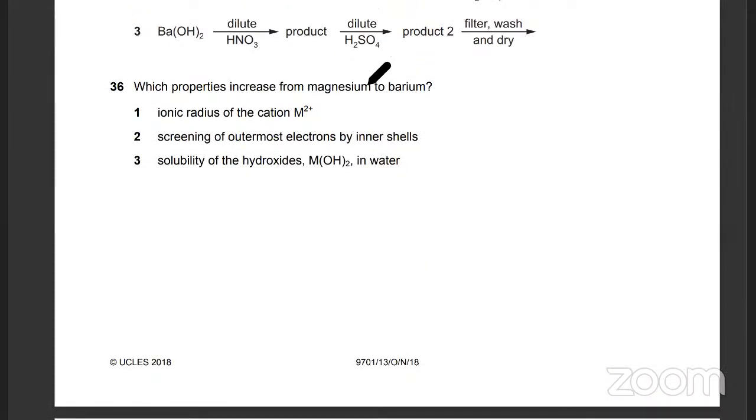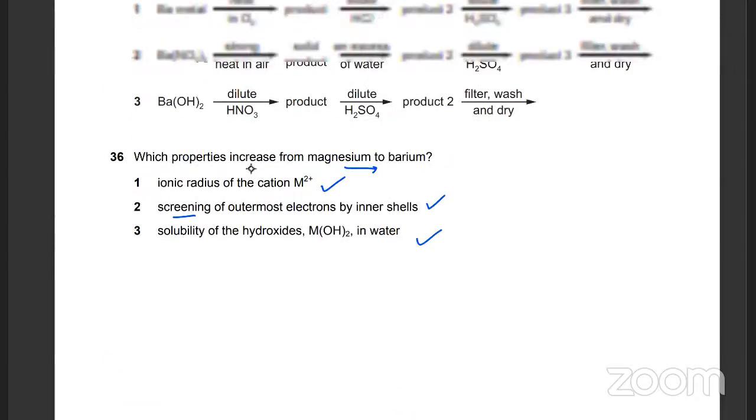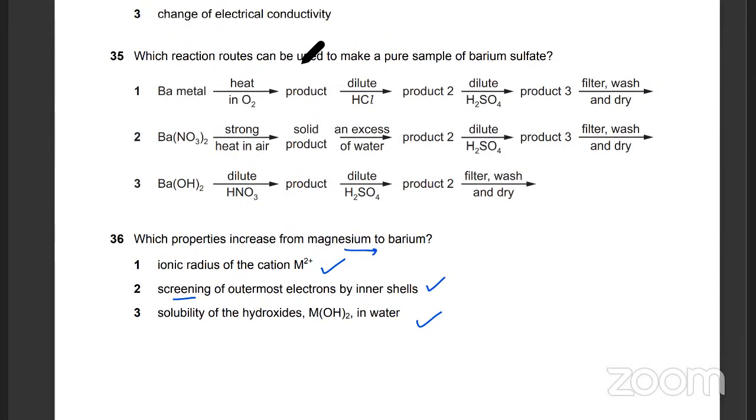That's the next part. Which properties increase from magnesium to barium? So you're going down the group. Ionic radius, that's obviously increasing down the group. Screening of outermost electrons by inner shells, does that increase or decrease? It increases. This is shielding basically. You've got more shells down the group, so there's more screening or shielding. Solubility of the hydroxides also increases down the group. All three are correct. We've got this reaction: which reaction routes can be used to make a pure sample of barium sulfate? So for a pure sample, you burn barium.